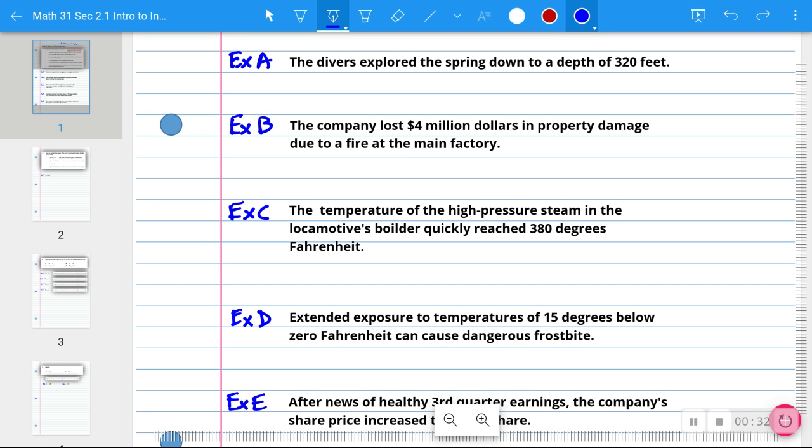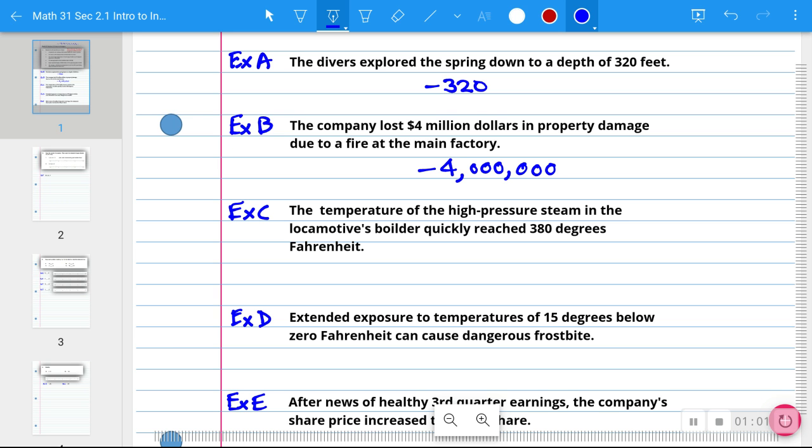So in example A, the divers explored the spring down to a depth of 320 feet. Going down is negative. So the integer is negative 320 in that problem. Example B, the company lost $4 million in property damage due to a fire in the main factory. So they lost $4 million. A loss is a negative.